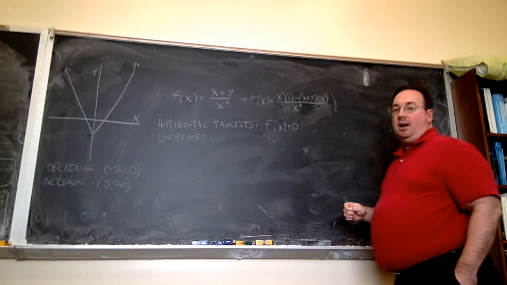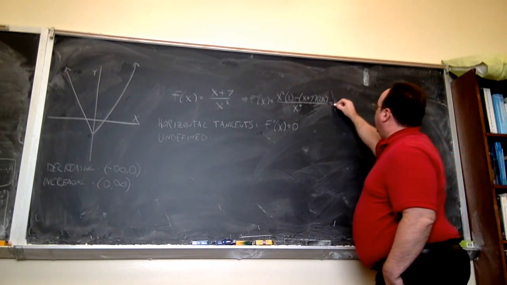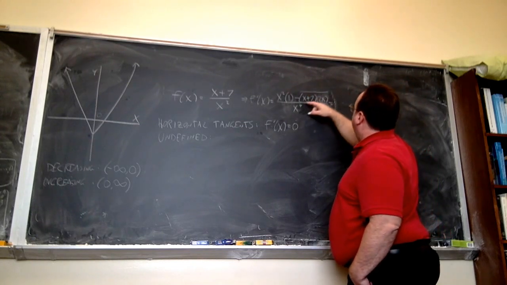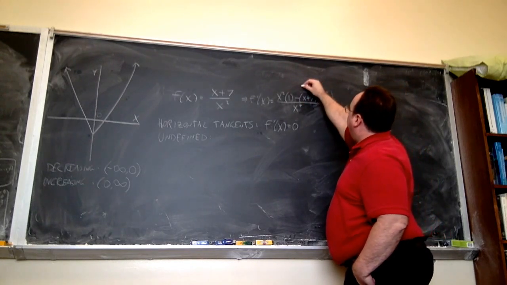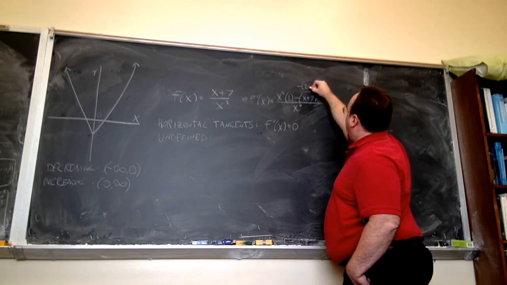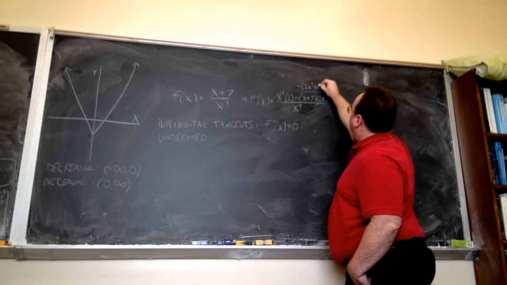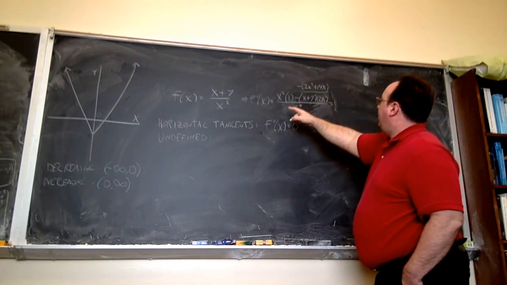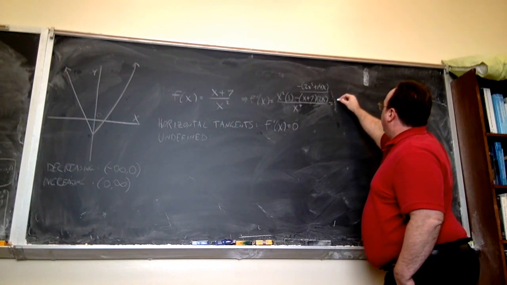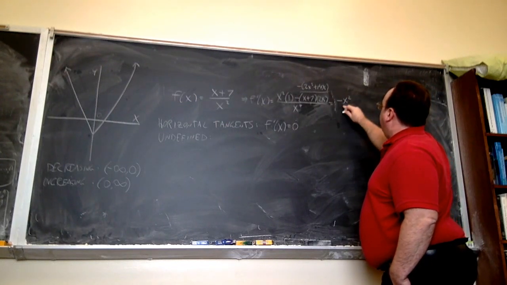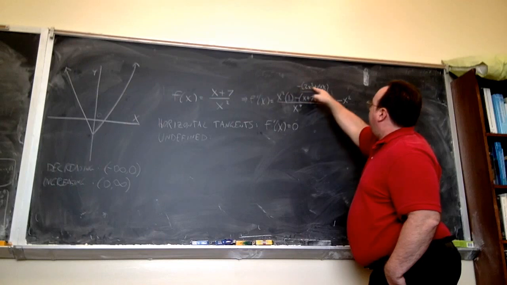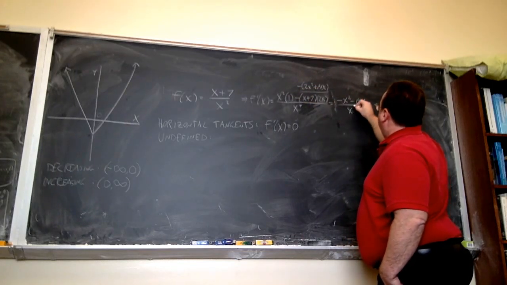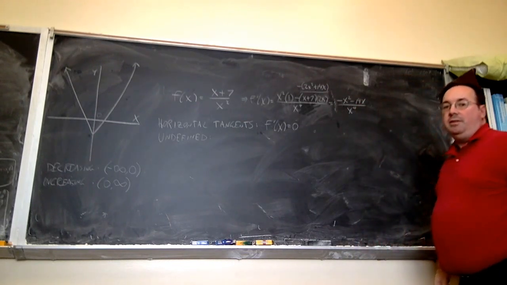But this needs to be simplified, so I have x squared, and then I distribute this 2x through the x plus 7, so I have minus 2x squared plus 14x. So I have x squared minus 2x squared, so that's minus x squared, and then I have minus 14x all over x to the 4th.